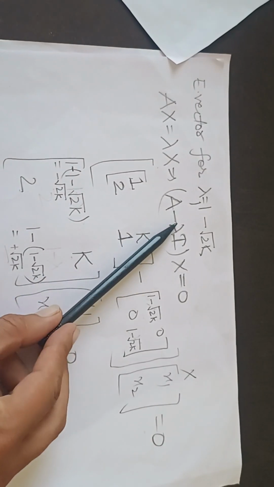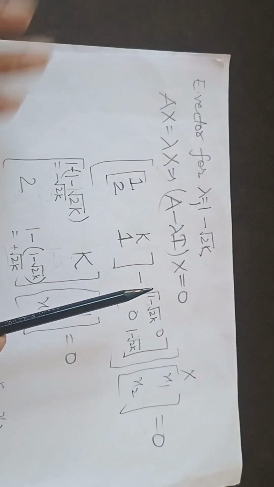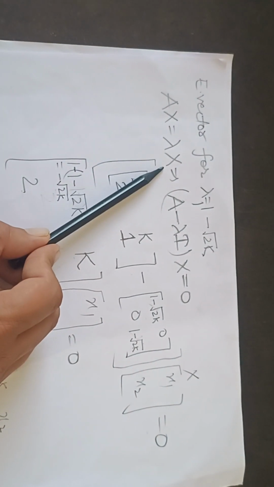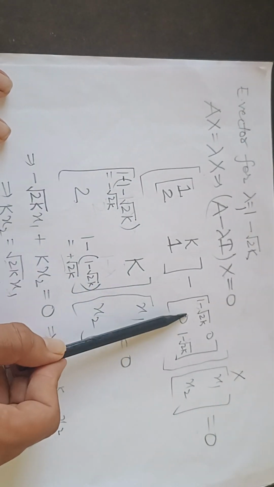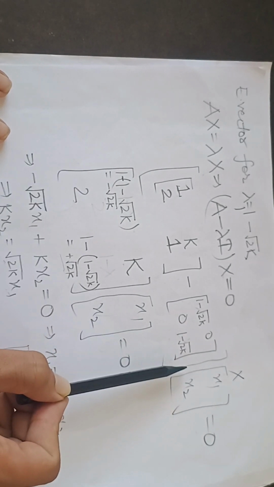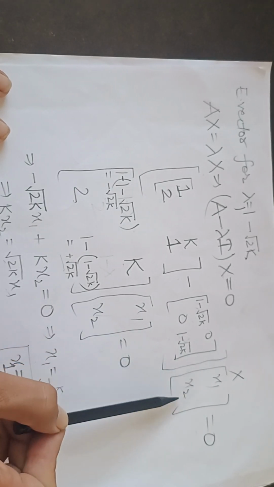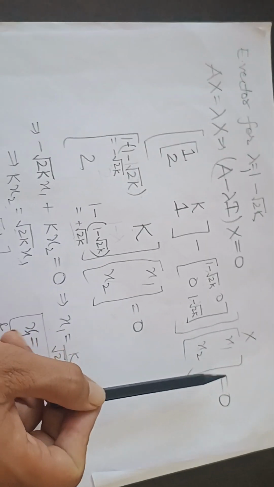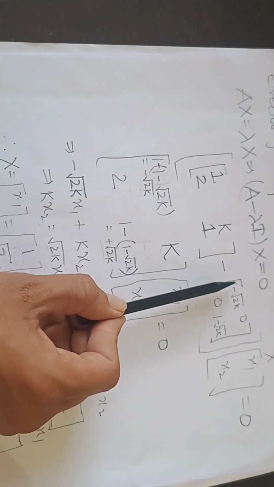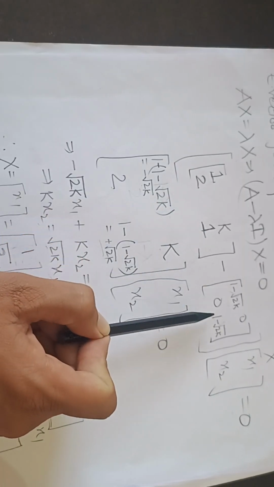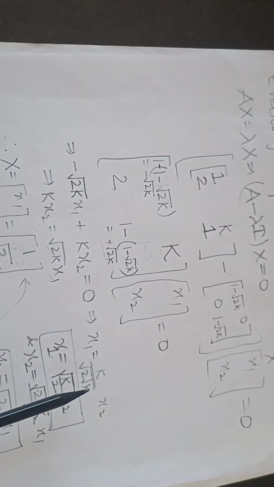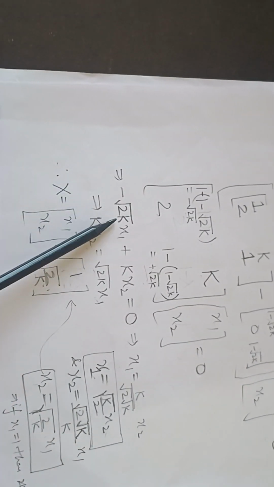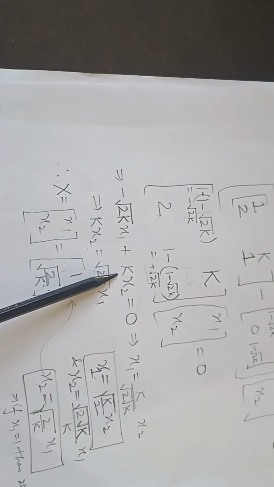So for the first eigenvalue, 1 minus root 2k, we will use Ax equal to lambda x, the eigenvector equation. So (A minus lambda I) x equal to 0. So this is A minus lambda, I put this value 1 minus root 2k times the identity matrix, times the eigenvector x1, x2, equal to 0. So 1 minus (1 minus root 2k), and then this is 1 minus (1 minus root 2k). So this is root 2k, and we get minus root 2k x1 plus k x2 equal to 0.